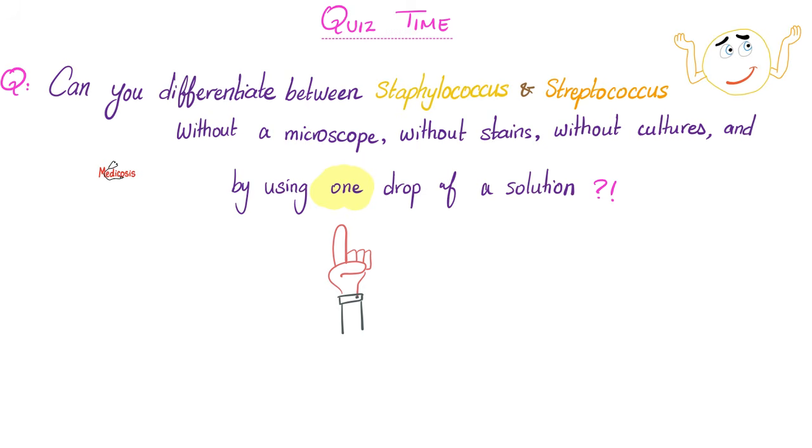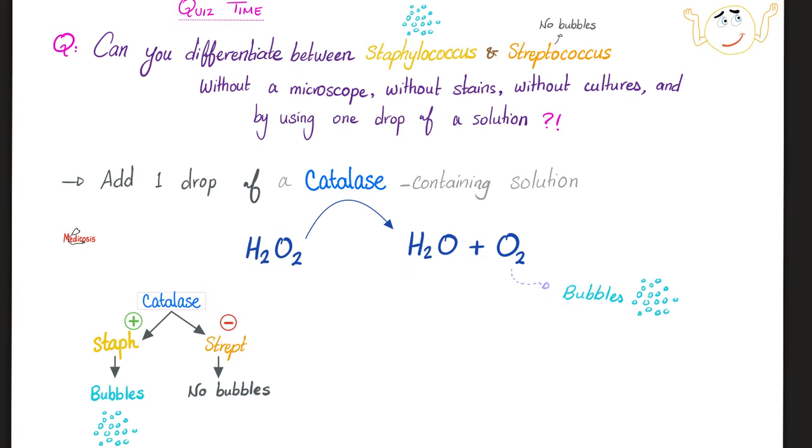Thank you. Quiz time. Can you differentiate between staph and strep without a microscope, without any stains, without cultures, and just by using one drop of a solution? Do you know the answer? Pause and try to think about it. Yeah, I can do that. I add a drop of any solution that has catalase in it. Good job. Catalase is going to do what? It's going to catalyze the following reaction: the conversion of hydrogen peroxide, the harmful, into water and oxygen, harmless.